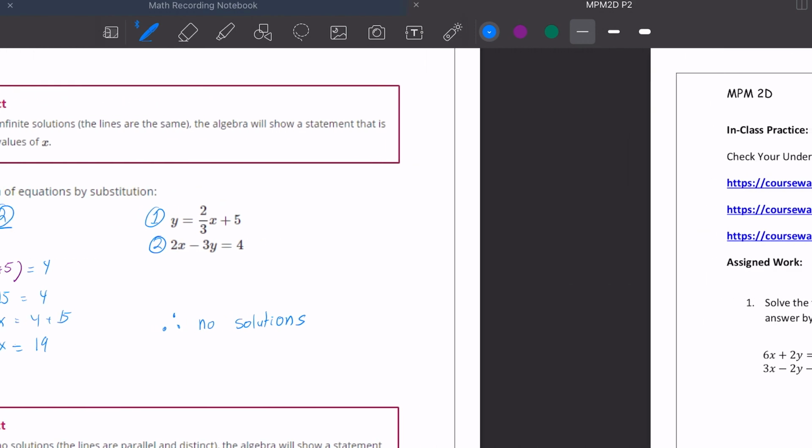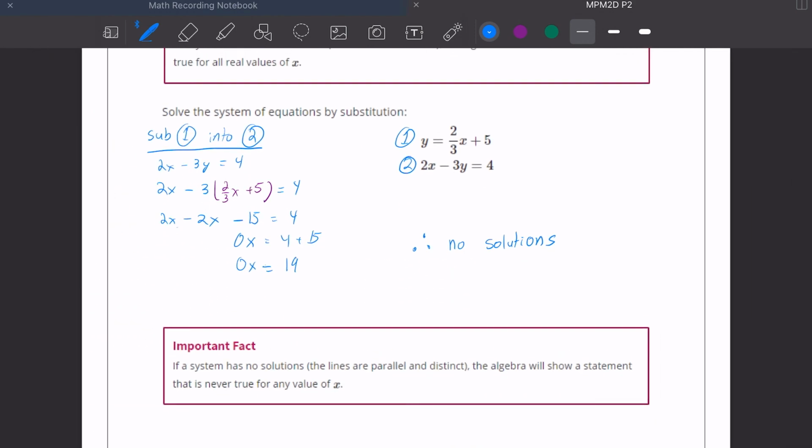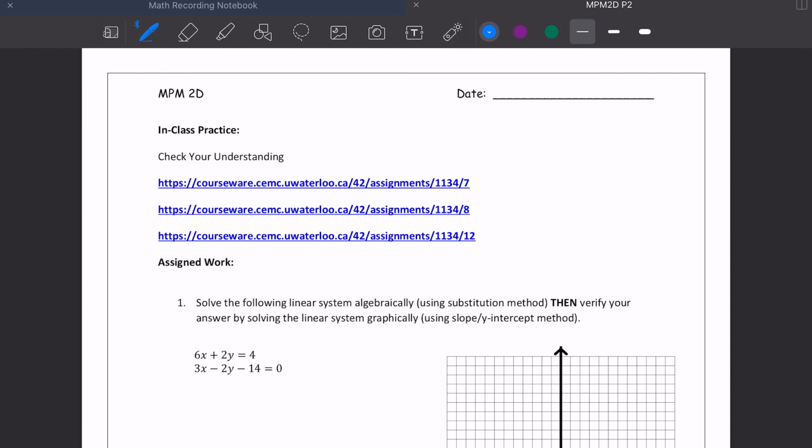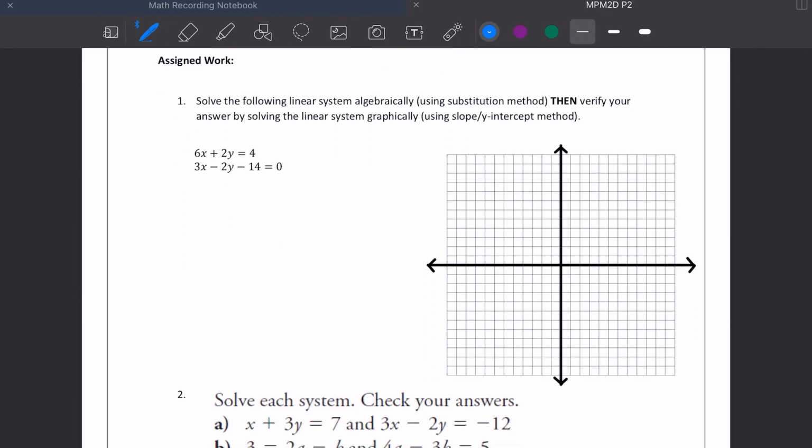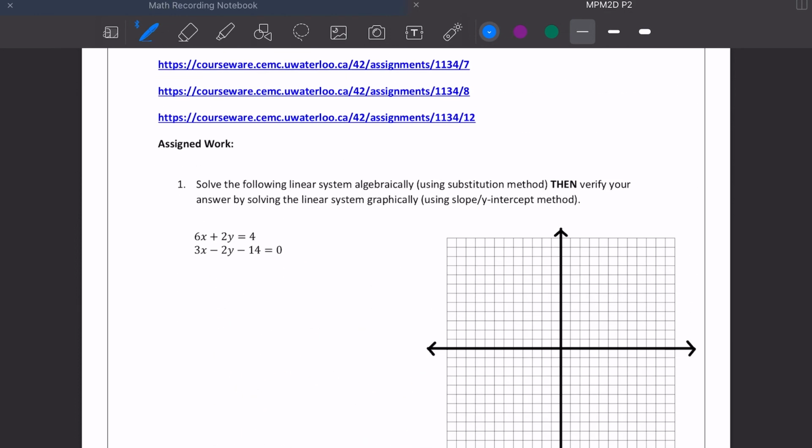So that is the end of the lesson. You can do your check your understanding practice from Waterloo. And then what you guys need to do next is the assigned work. Obviously in this document right now, there's no answers, but in the online post in your Google Classroom, the answers will be posted. All right, guys. So that is our lesson 2 on the first of 2 versions of algebraic solutions for linear systems.